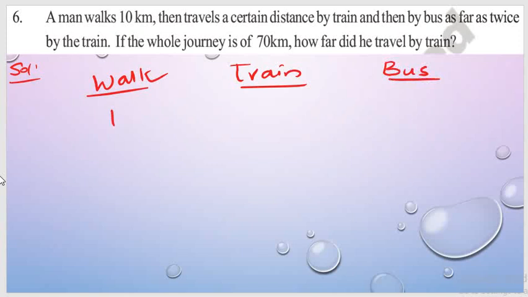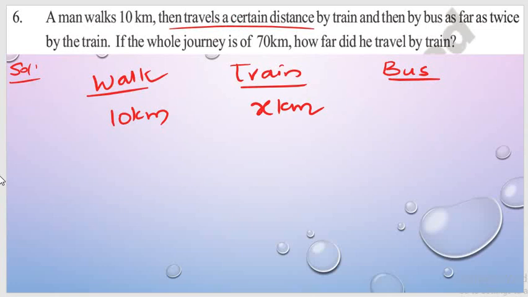First of all, he traveled by walking 10 kilometers, then he travels a certain distance. So do we know the distance? Since we don't know the distance, let us consider that particular distance as x kilometers. Whatever the unknown that we need to find, we are going to consider it as x.